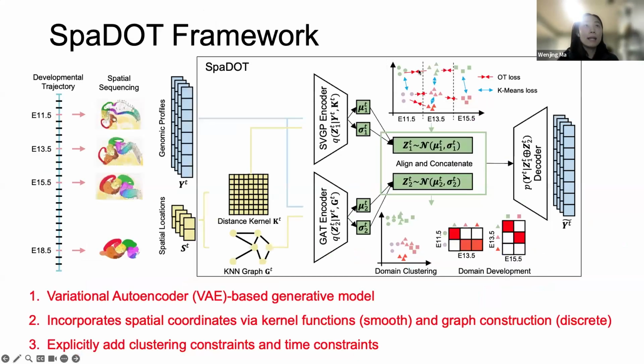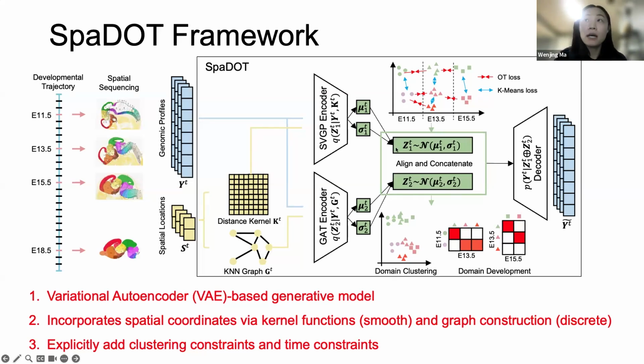So in the end, we developed this kind of framework where we put multiple modules inside to achieve our goal. Our framework is variational autoencoder based, which is a generative model, and we incorporate two different modules, where one is the SVGP encoder and the other is the GAT encoder. The SVGP encoder captures more of a smoother pattern, and the GAT encoder captures more of a discrete pattern. By combining and aligning them, we will obtain better domain results, and I will show you later.